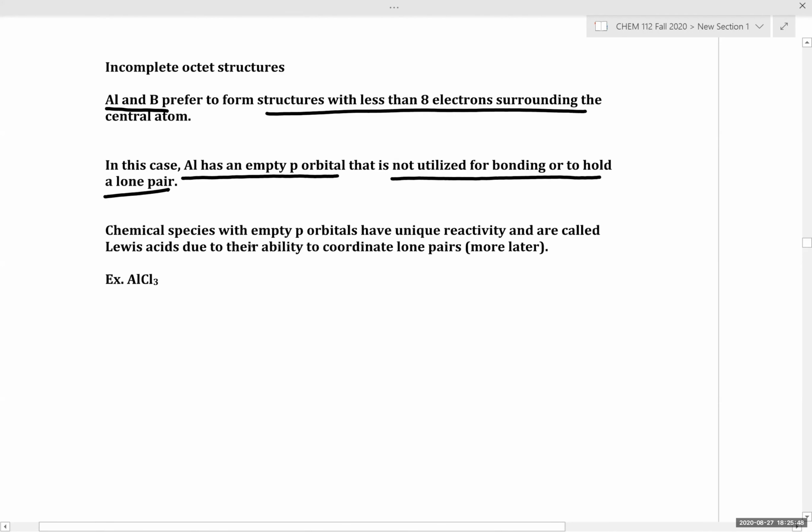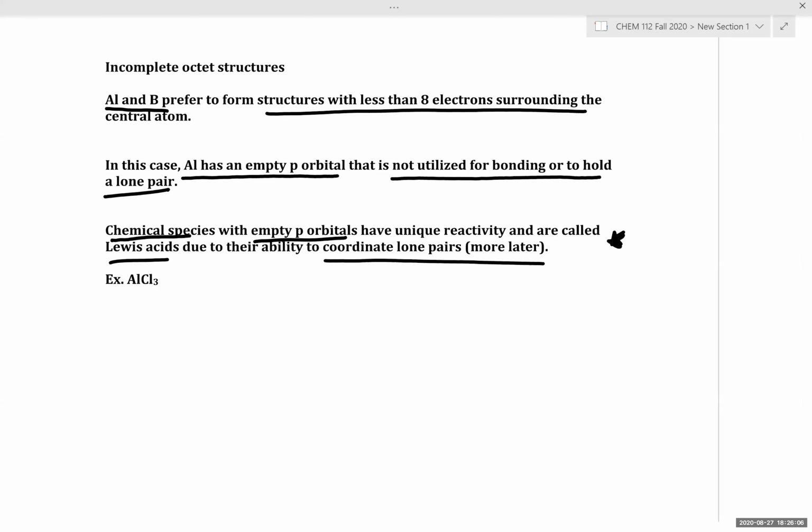Now, as a result, we call chemical species with empty p orbitals Lewis acids due to their ability to coordinate lone pairs. We'll talk about this more later, but anytime you see a structure that has an empty p orbital, or an empty d orbital for that matter, it has the potential to utilize that orbital to engage in coordination or bonding events with lone pairs. And we call chemical species with these empty p orbitals Lewis acids.